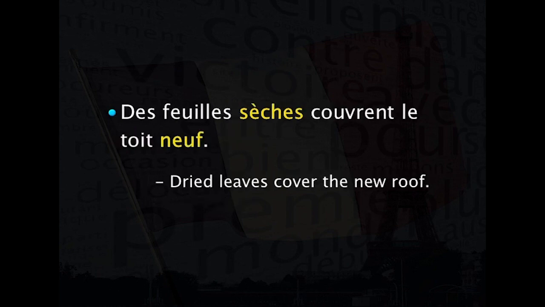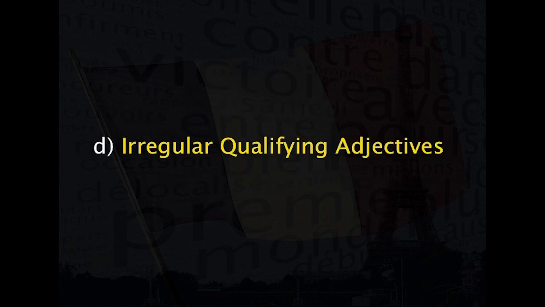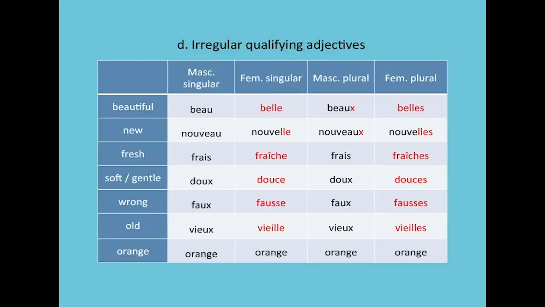Des feuilles sèches couvrent le toit neuf. Dried leaves cover the new roof. D. Irregular qualifying adjectives. Adjectives belonging to this category are exceptions. Beau, belle, beau, belle. Nouveau, nouvelle, nouveau, nouvelle. Frais, fraîche, frais, fraîche.